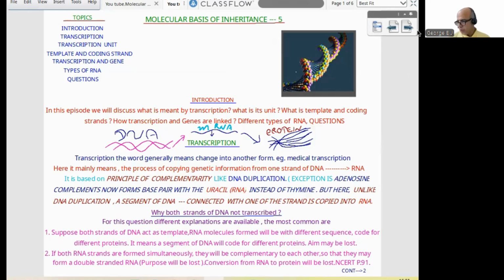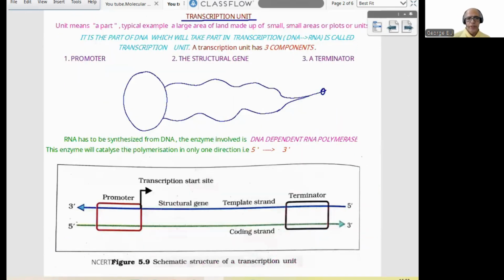Next, we passed through the transcription unit. So try to identify what the unit is. This is the part of DNA which will take part in transcription. DNA to RNA is called transcription unit. Three components: promoter, structural gene, terminator. And the enzyme is DNA-dependent RNA polymerase, because RNA has to be synthesized. That will work only in 5' to 3' direction. And this is the famous diagram from NCERT: transcription unit, promoter, structural gene, terminator, three components.